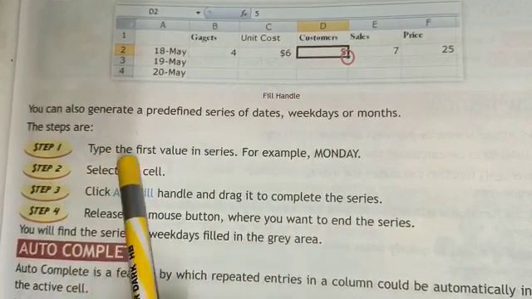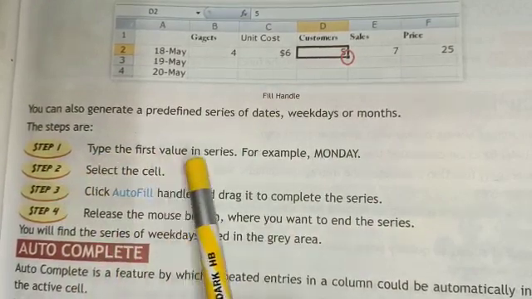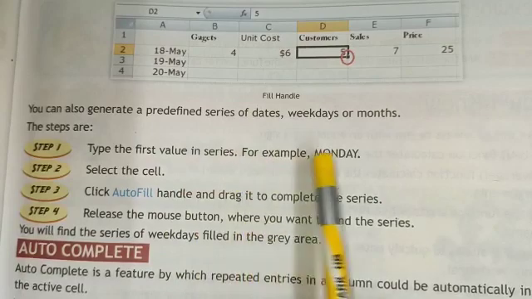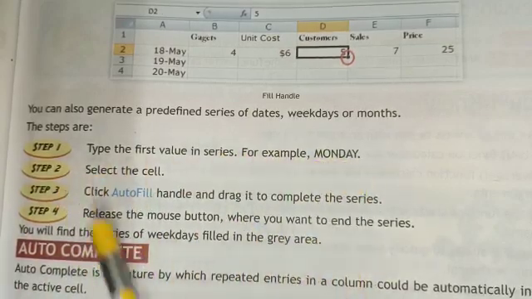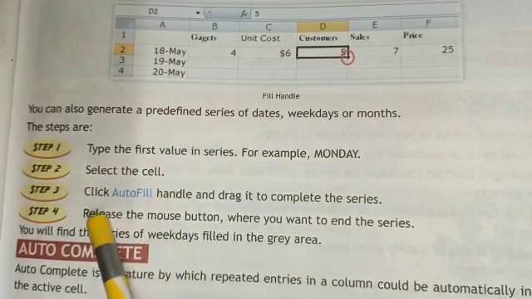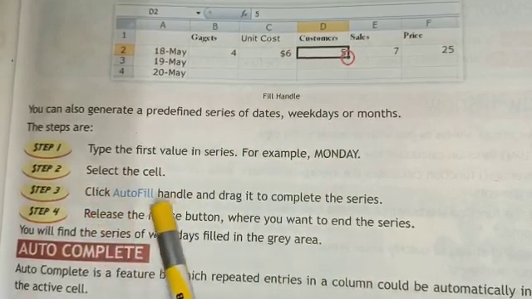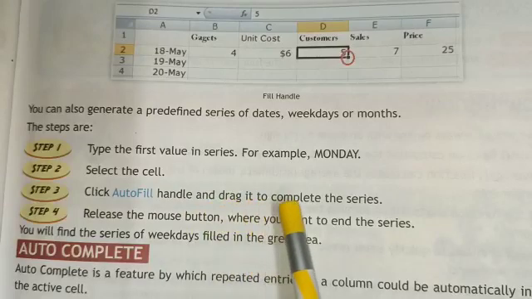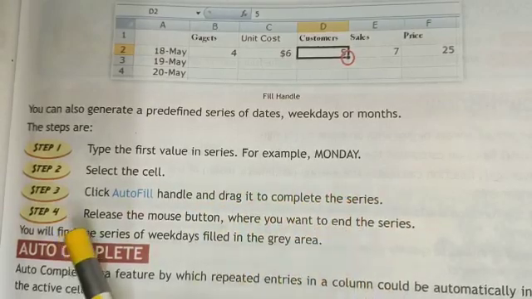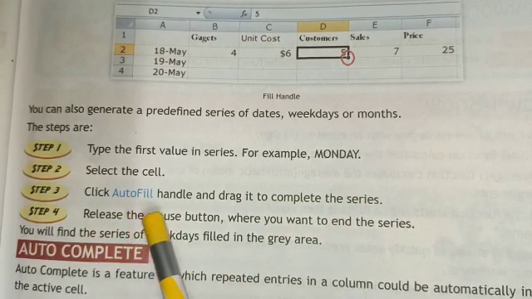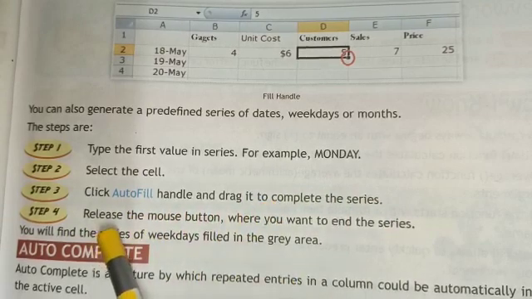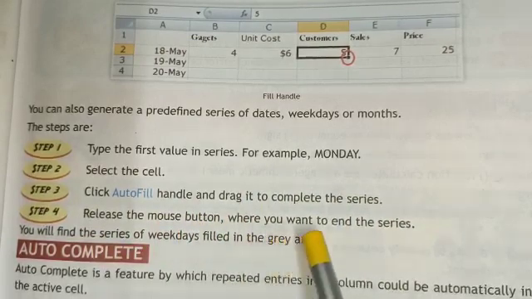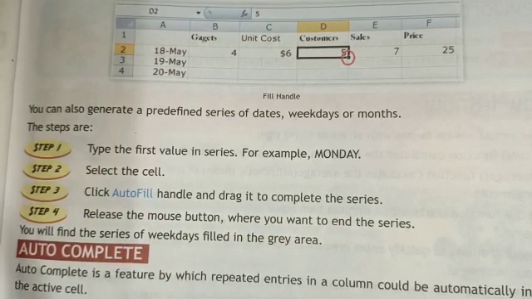The steps are: type the first value in the series, for example, Monday. Select the cell. Click the autofill handle and drag it to complete the series. Release the mouse button where you want to end the series.